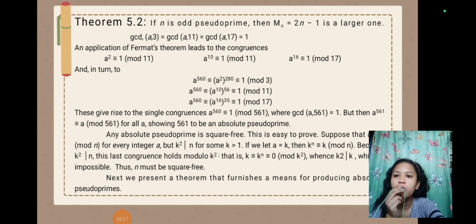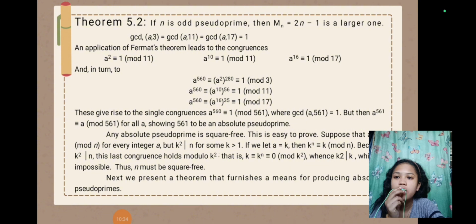And in turn, a^560 ≡ (a^2)^280 ≡ 1 (mod 3), a^560 ≡ (a^10)^56 ≡ 1 (mod 11), and a^560 ≡ (a^16)^35 ≡ 1 (mod 17).